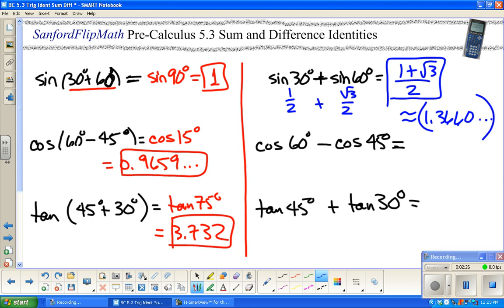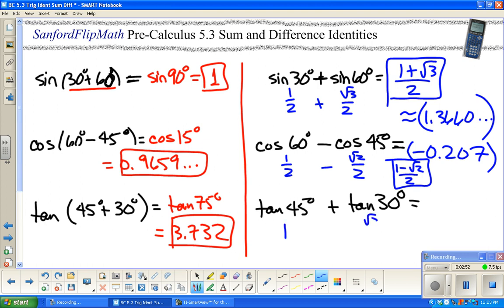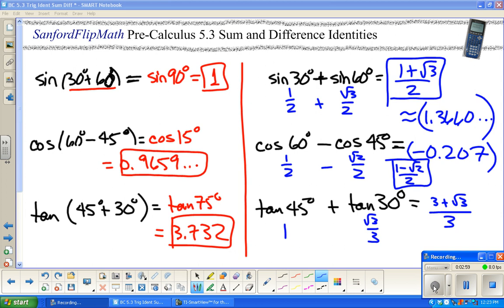Cosine of 60 minus cosine of 45. Well, cosine of 60 is 1/2. This is square root of 2 over 2. And sure, I can do that in my head. It's about negative 0.207. Now, again, if you wanted to just say 1 minus square root of 2 over 2, that is really what it is. This is an approximation. Okay, and one more time, tangent of 45 is 1, tangent of 30 is square root of 3 over 3, so this becomes 3 plus the square root of 3 over 3, which is, of course, 1.577.